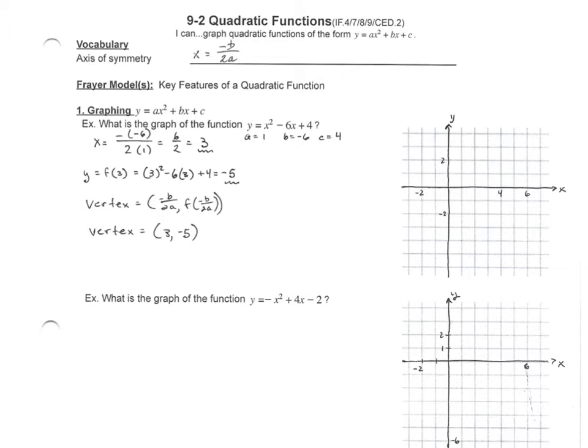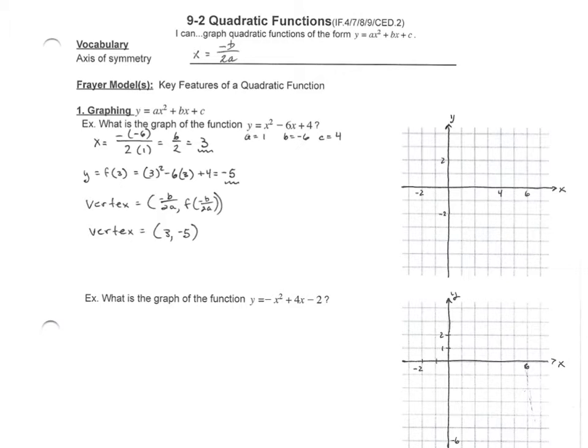As we continue to work with quadratic functions, we're going to focus on using the standard form, y equals ax squared plus bx plus c. We're going to work on that standard form to start graphing quadratic functions and the things that we can do with that, because we're going to look at different forms of the quadratic function, and each one of them has their own benefit.